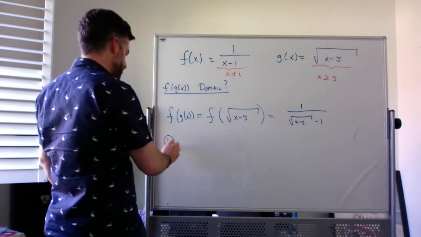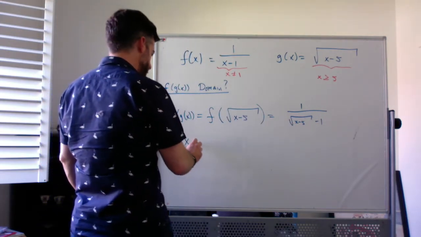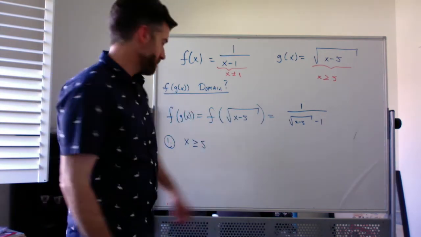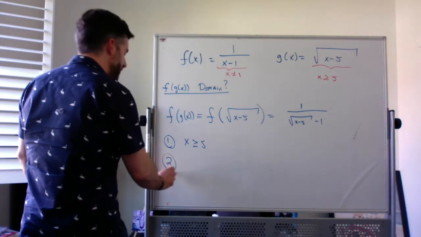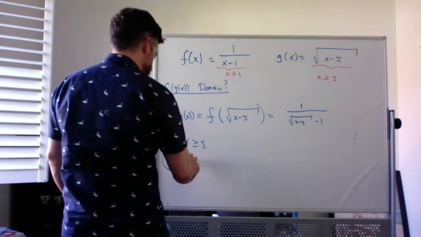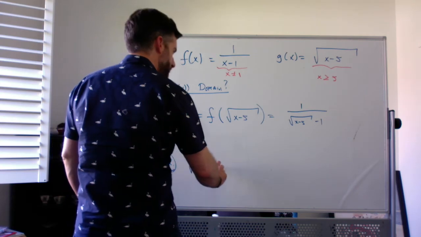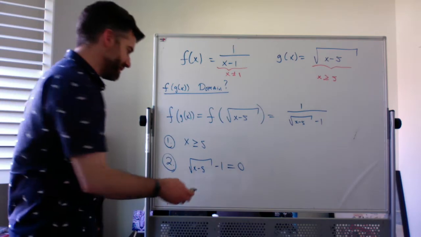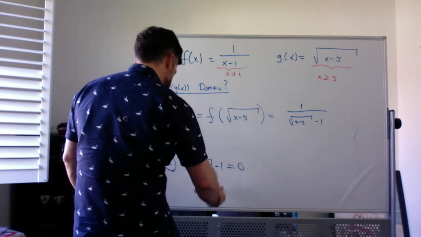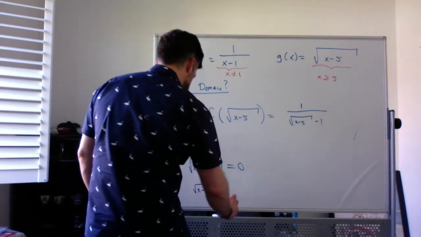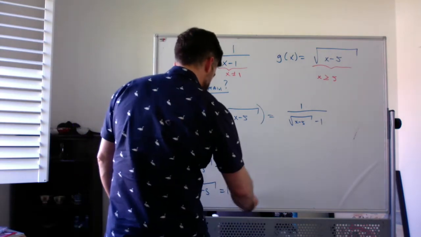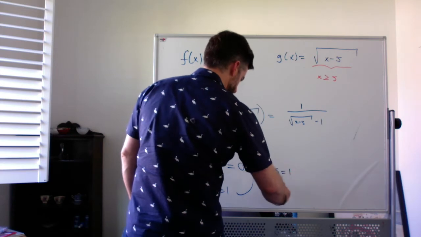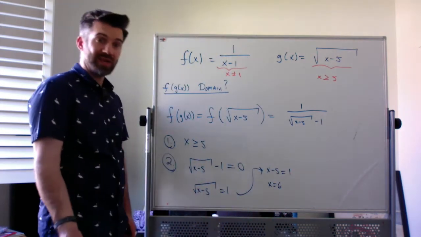So we know for sure x has to be bigger than or equal to 5, because again, you have to obey the domain of the inner function. But we also know that the denominator can't be 0. So we need the square root of x minus 5 minus 1 not equal to 0. Whatever the solutions are to that, we have to get rid of those answers. So adding 1 to both sides, squaring both sides, you get x minus 5 equal to 1 squared, which is 1. So x equals 6. So we also want to get rid of 6.